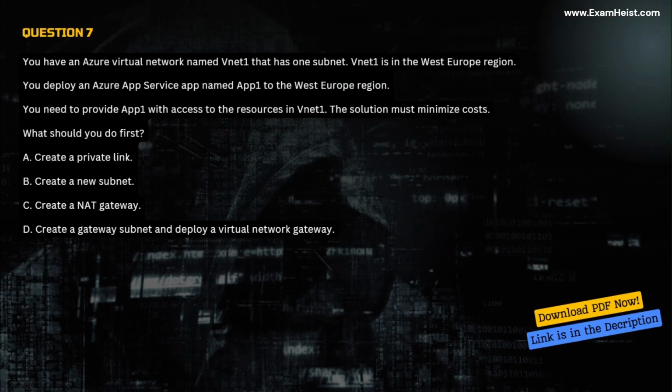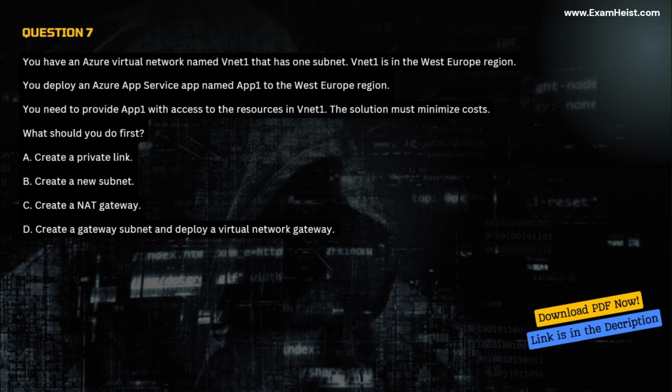Question 7. You have an Azure virtual network named VNet1 that has one subnet. VNet1 is in the West Europe region. You deploy an Azure App Service app named App1 to the West Europe region. You need to provide App1 with access to the resources in VNet1. The solution must minimize costs. What should you do first?